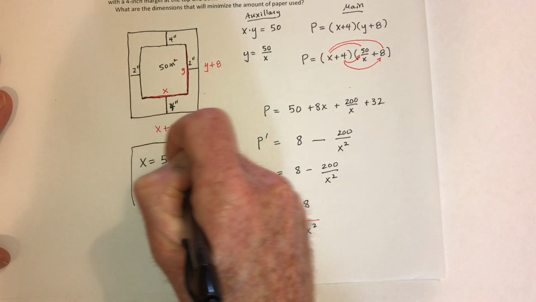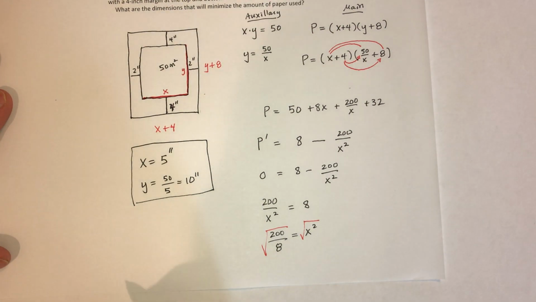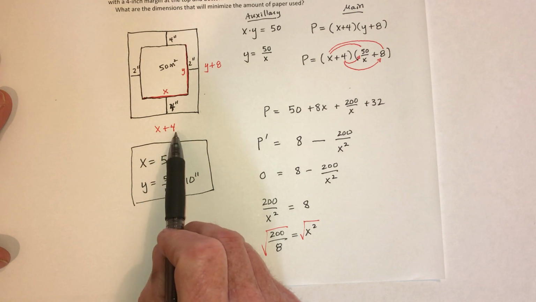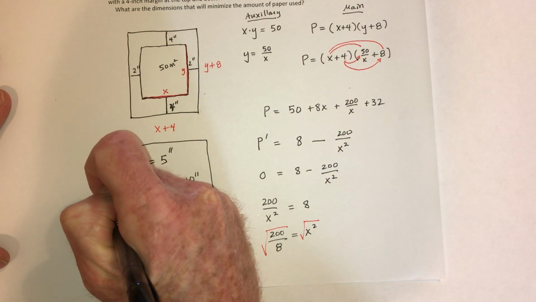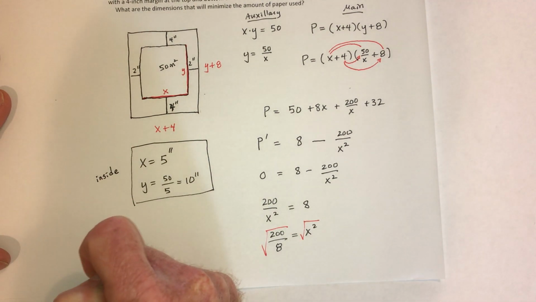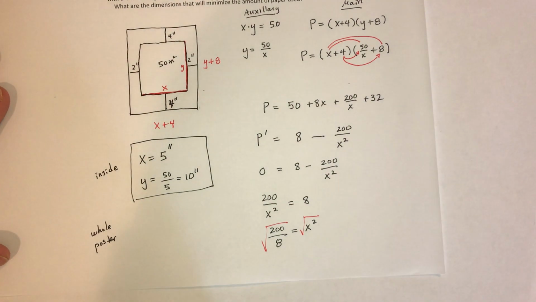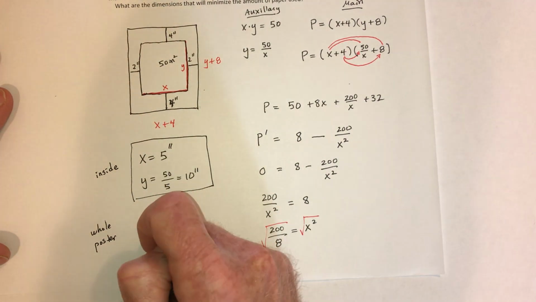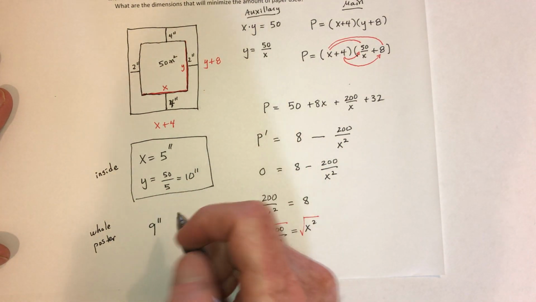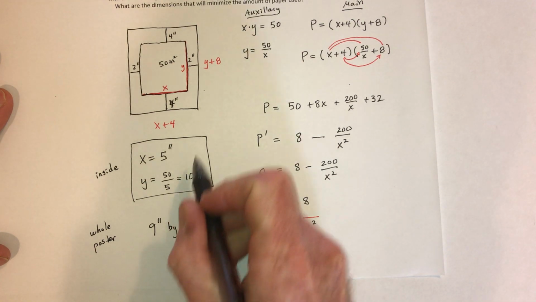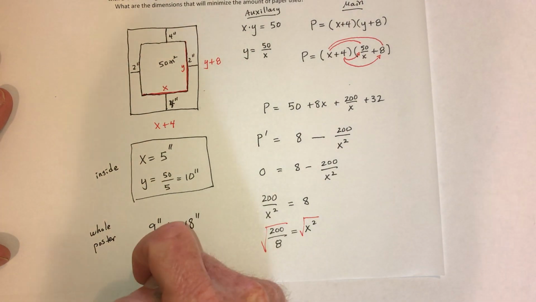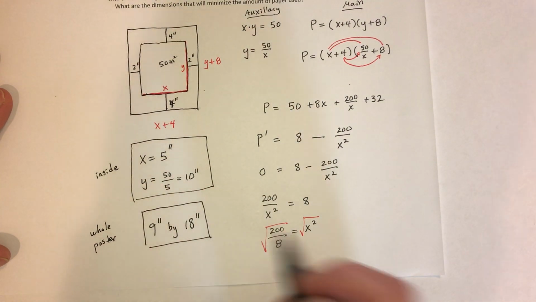So there are the dimensions. Ooh, wait a second. That's the dimensions of the inside part. We actually need to find the outside part. So this is the inside part. Now we need for the whole poster. Let's see, x plus 4, that means it's 9 inches. And then y plus 8. So 10 plus 8, that is 18. So the whole poster is 9 inches by 18 inches.